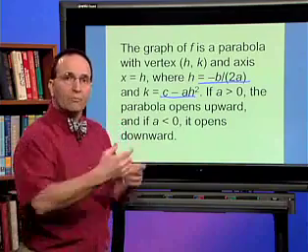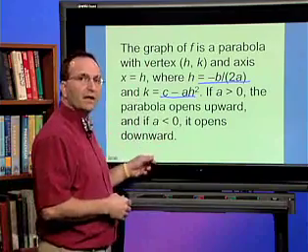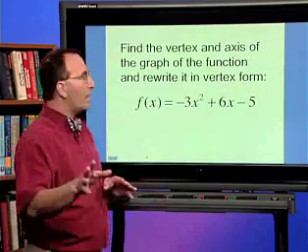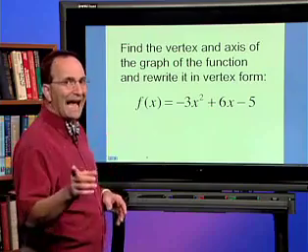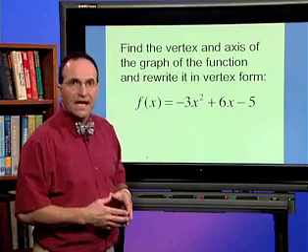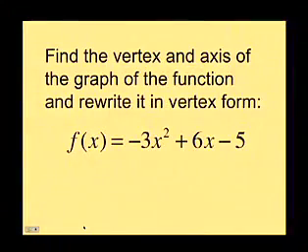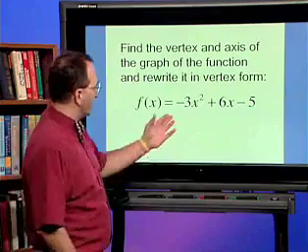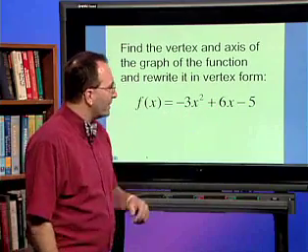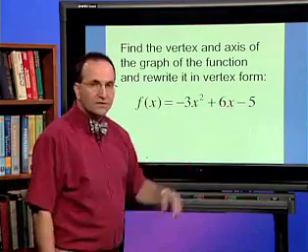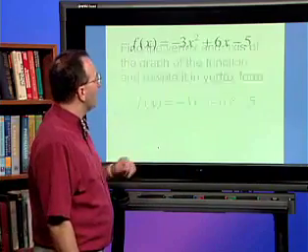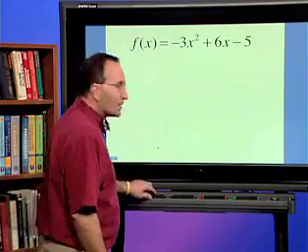Let's work an example of where we can apply the vertex formula to the parabola. So we have the following example. Find the vertex and axis of the graph of the function, and then rewrite it in vertex form. The function we have is f of x equals negative 3x squared plus 6x minus 5. So let's pick out our a value. Our a value is negative 3, our b is positive 6, and our c is negative 5. I have more room on this screen, so now we can go to work.